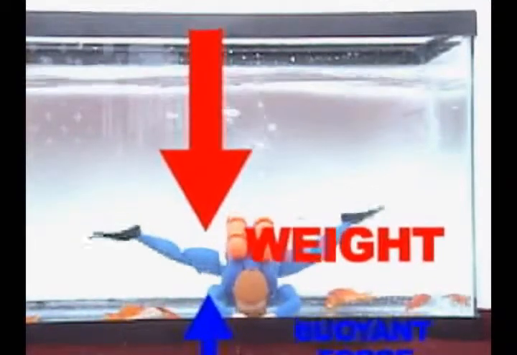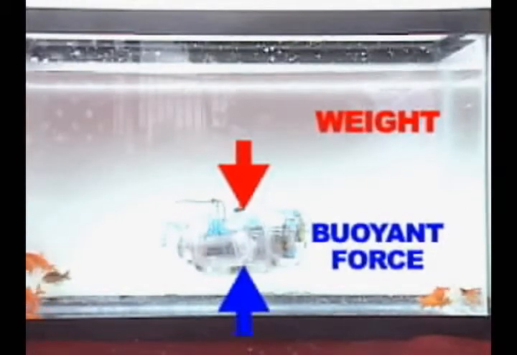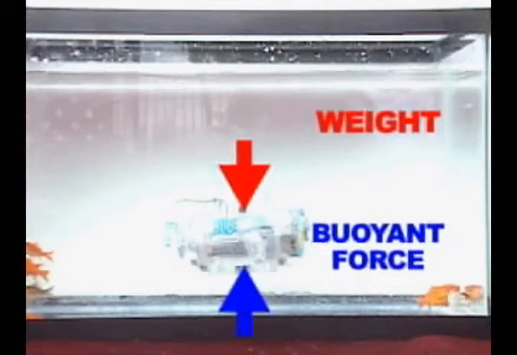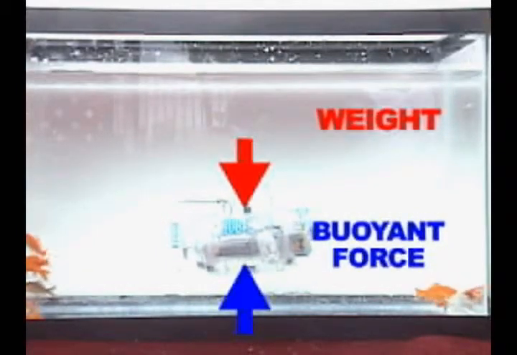If the weight of an object is equal to the buoyant force, the object will neither sink to the bottom nor float to the top. For example, this submarine has a weight equal to the buoyant force acting on it. That's why it's not sinking down or floating up.